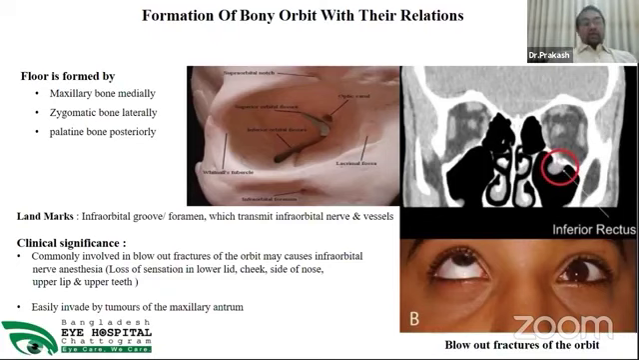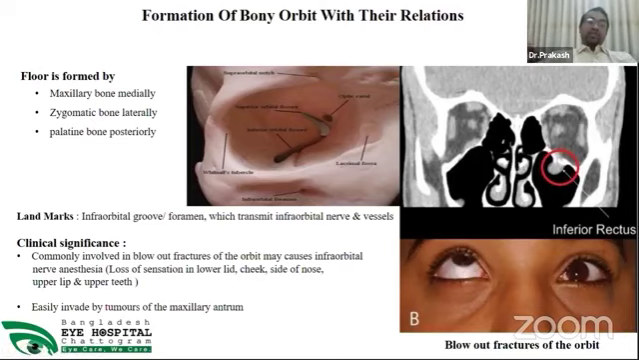With the sudden rise of intraorbital pressure, there is a fracture in the floor of the orbit, and most commonly also a fracture in the medial wall of the orbit. If there is a fracture in the floor of the orbit, the infraorbital nerve will be affected, and there will be loss of sensation in the lower lid, cheek, side of the nose, and upper lip. As you can see over here, this is the infraorbital groove through which the infraorbital nerve is transmitted. I don't know whether it is visible or not.